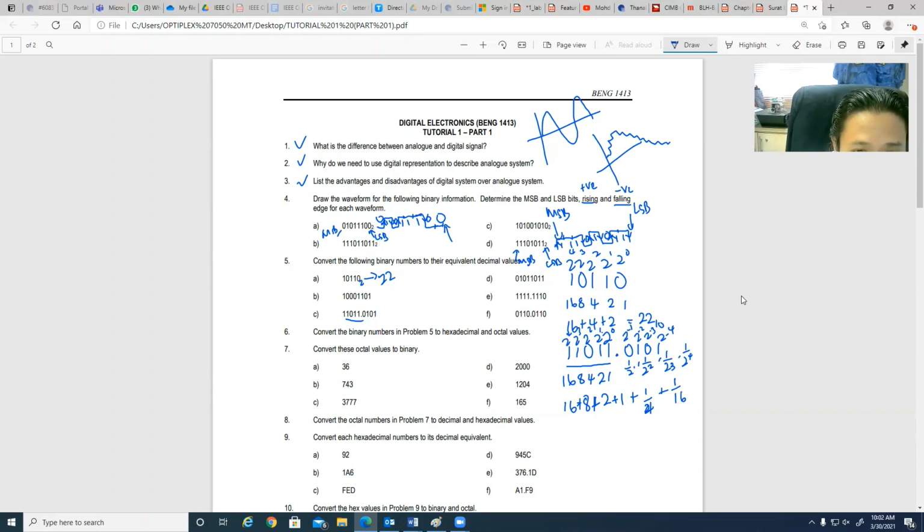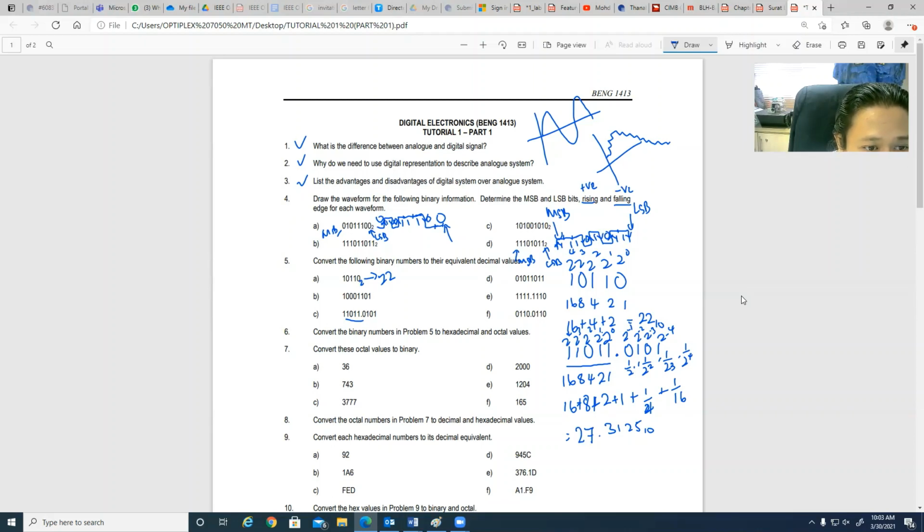You can use your calculator to total this up. So the answer for C will be 27.3125 in base 10. This is decimal. This is for question C.